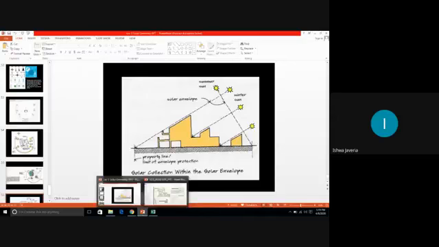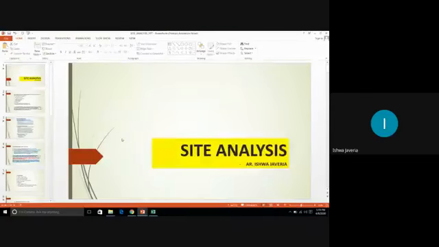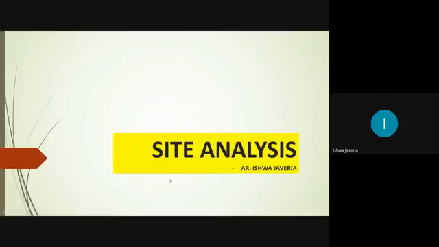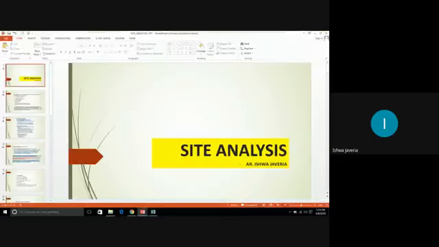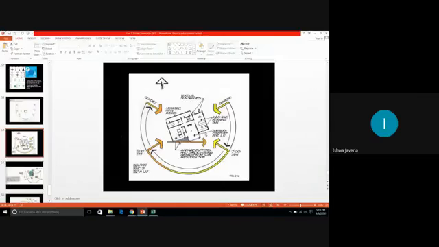Let's talk about the importance of these slides. Students, the importance of solar geometry is that when we start any type of project, we need to work on the site analysis sheet. Site analysis means we need to conduct a study on our site, to see from where the sun is rising and from which path it is moving across our site at different timings.